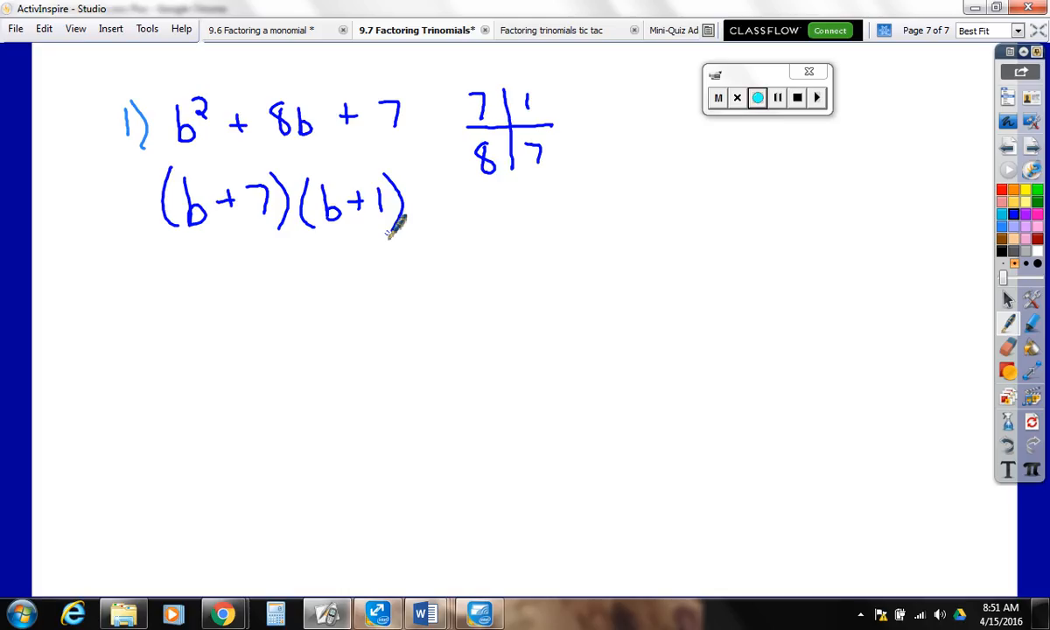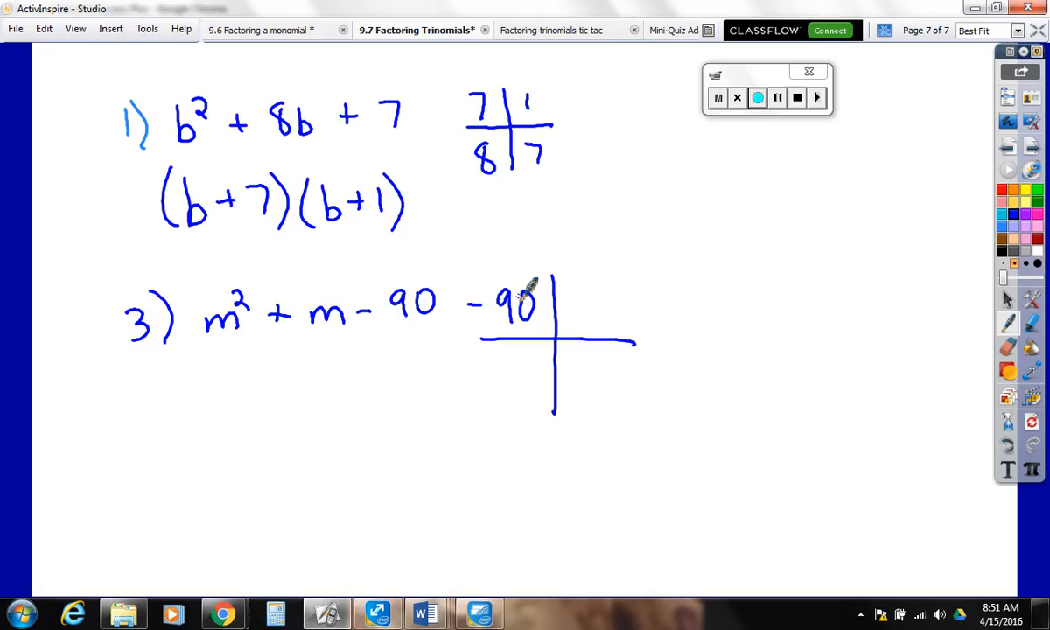Okay, let's also do number 3 together. That one has a negative in it. So we have m squared plus m minus 90. Make our tic-tac. What do we put in the top left? Anyone? Negative 90. I'm looking at the wrong one. And what do we put in the bottom? 1.